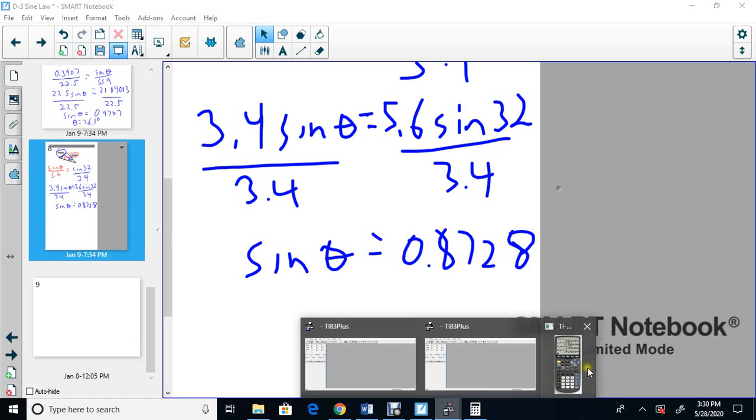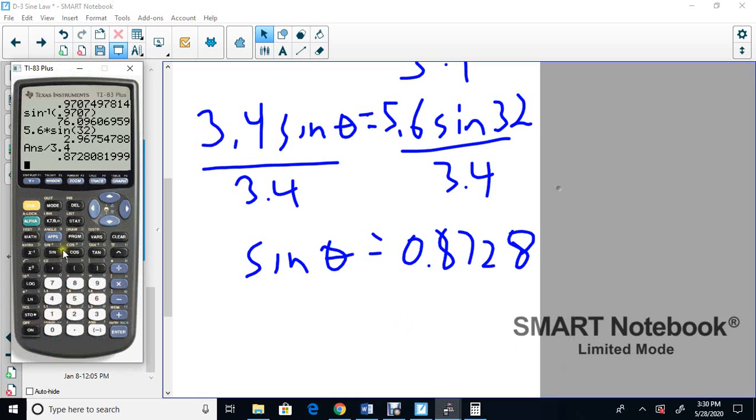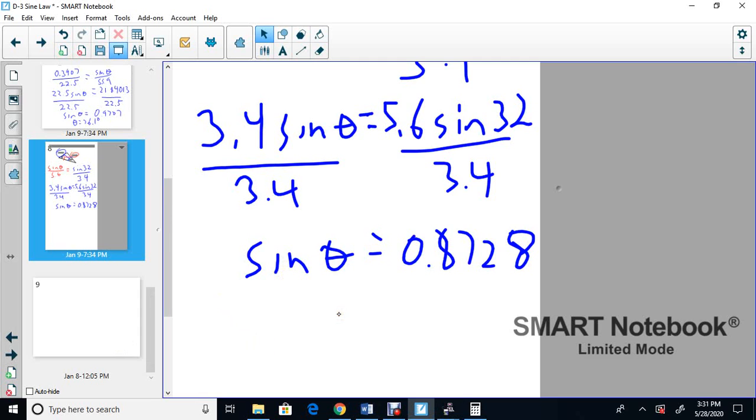And then I go to my calculator again, and I go second sine. So here I do second sine of 0.8728, and that didn't work because I missed the point here. And I close the bracket, so 0.8728, and I get an angle of 60.8 degrees. So again, I go theta equals sine inverse of 0.8728.